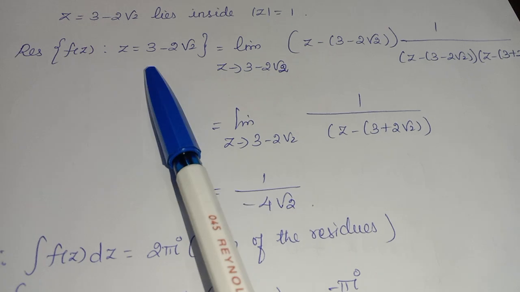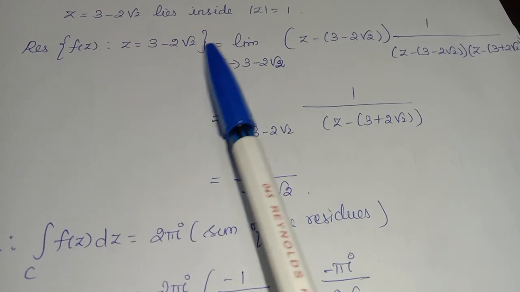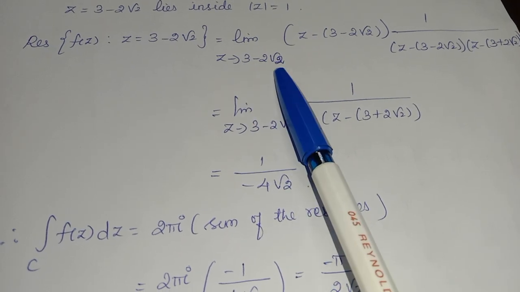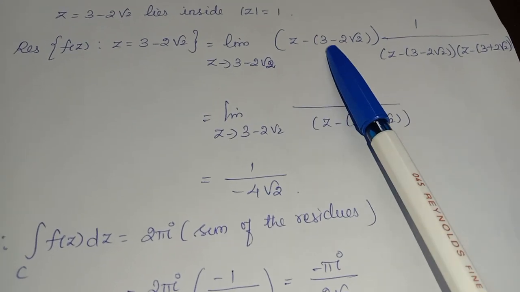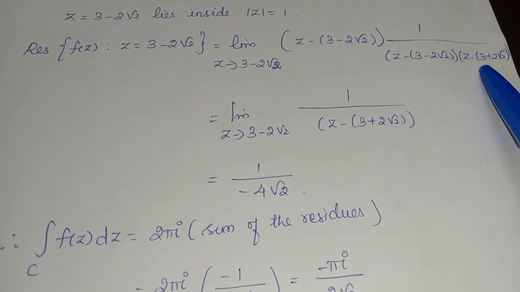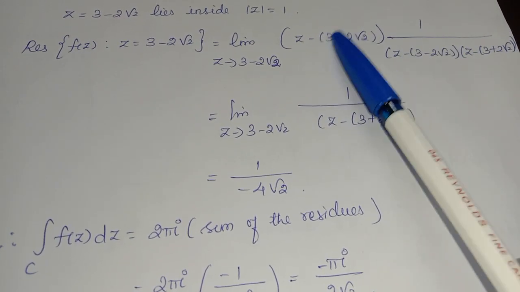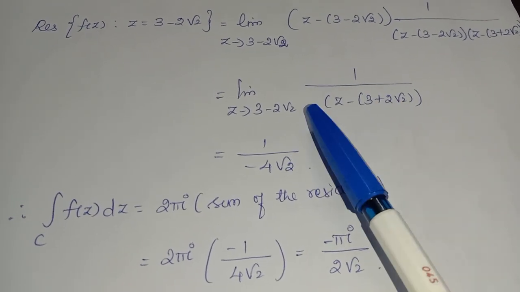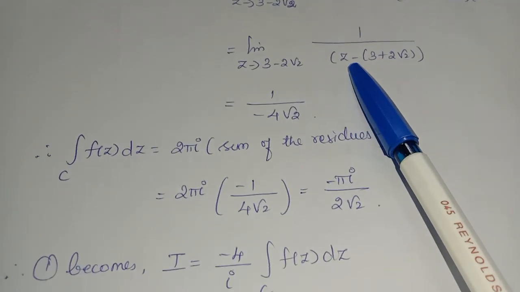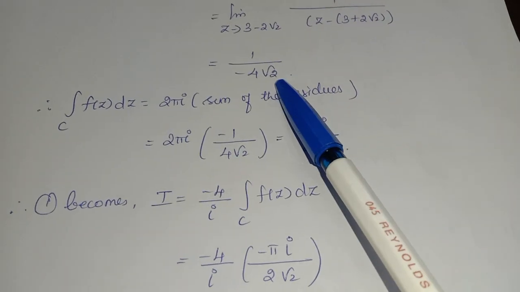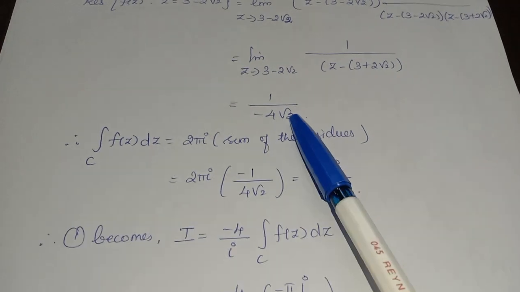So residue of f of z at z equal to 3 minus 2 root 2 is equal to limit z tends to 3 minus 2 root 2 of z minus 3 minus 2 root 2 into 1 by, write f of z in the factors form. Then these two terms get cancelled. We simply get z minus 3 plus 2 root 2. Now substitute z equal to 3 minus 2 root 2. So 3 gets cancelled. So finally what we get? Minus 1 by 4 root 2. So we find out the residue.